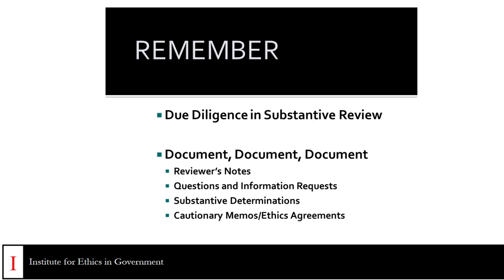Where you make substantive determinations, document the basis for these determinations. And finally, where you do find potential for conflict of interest, make sure the employee is very clearly aware of the steps he or she needs to take to prevent those conflicts of interest. And that can take the form of a cautionary memo, which is a guidance document to the employee, or in some cases, maybe you want to do a formal ethics agreement where the employee commits in writing to taking certain steps to avoid conflicts of interest. But the most important thing here is to document.